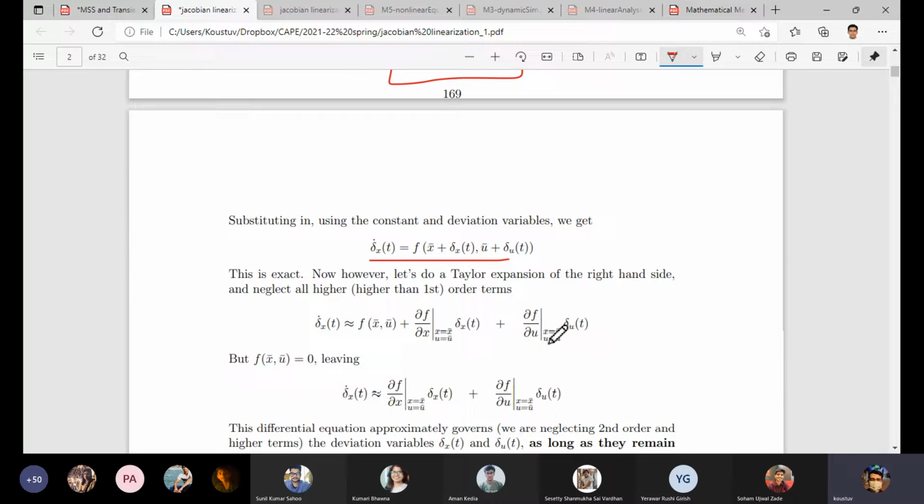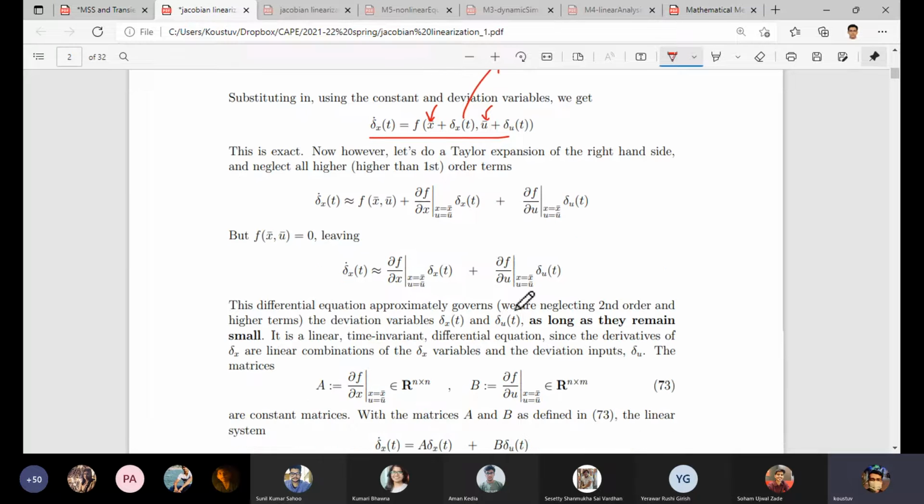Then we write a Taylor series expansion about this point, about x bar and u bar, knowing that delta x and delta u are very, very small. In that case, we can write a Taylor series expansion up to just the first order term. All the higher order terms we neglect because they will be even smaller. That's why I write it as a first order approximation of the Taylor series.